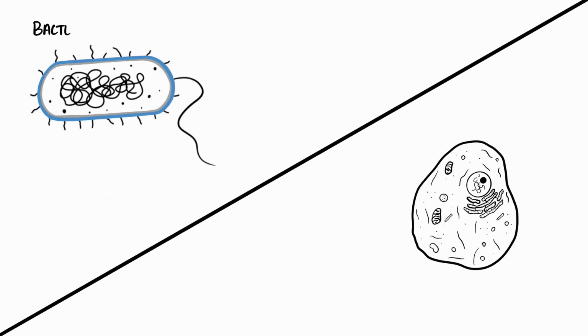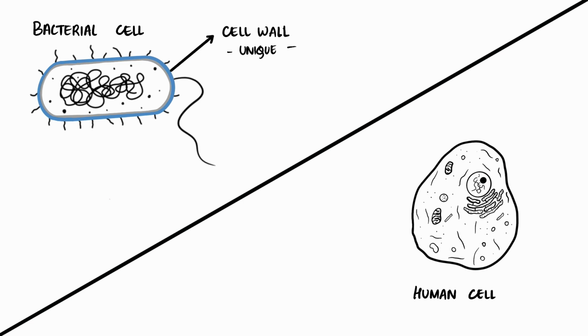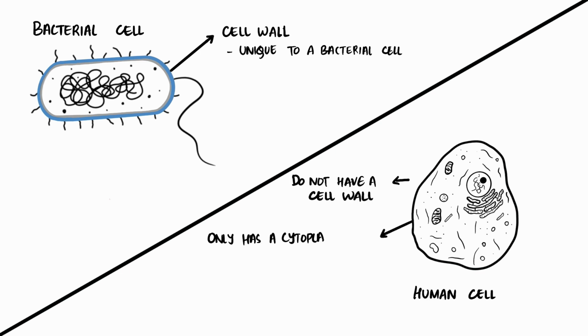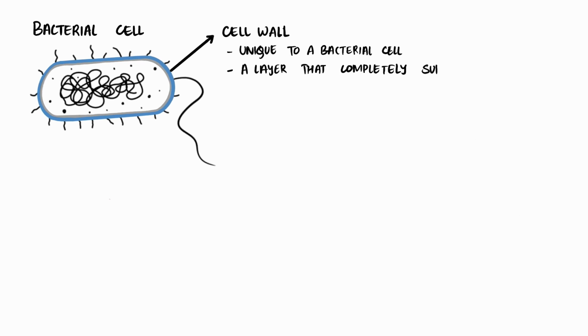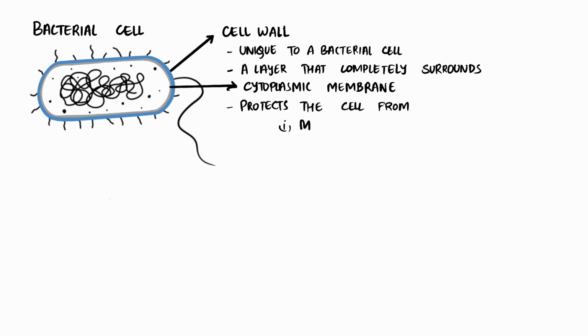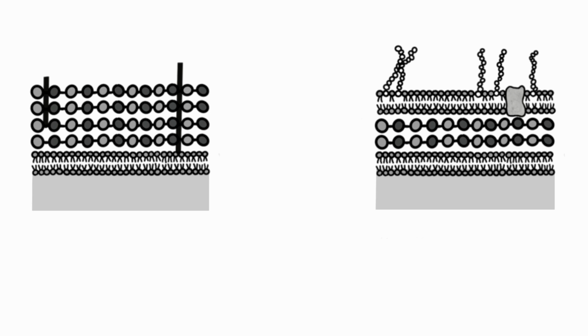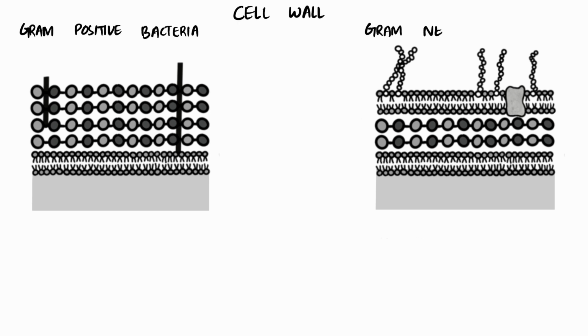Here we are looking at the bacterial and human cell. As you can see, the cell wall is unique to a bacterial cell, whereas human cells do not have a cell wall. It only has a cytoplasmic or cell membrane. The cell wall is a layer that completely surrounds the cytoplasmic membrane, and it protects the cell from mechanical disruption and osmotic pressure damage. This is a simple diagram showing the cell wall of a gram-positive and a gram-negative bacteria.